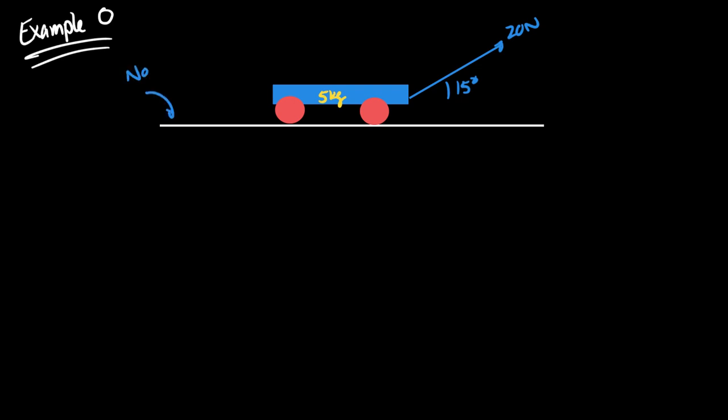So just imagine a straightforward wagon with some wheels on it, without any friction. And let's say it's not particularly heavy, so we'll say it has a mass of 5 kilograms being pulled with a force, say this way, of 20 newtons at an angle of 15 degrees. All right? And we're going to say no friction.